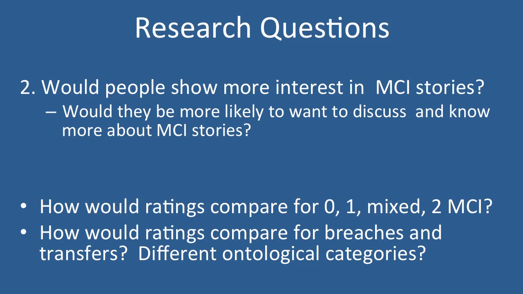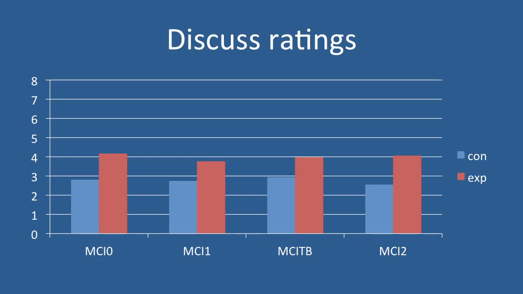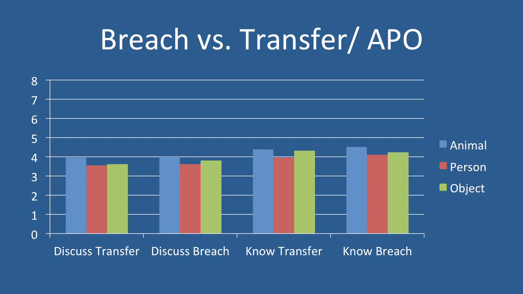Okay, so would they show more interest in the MCI stories? Would they be more likely to want to discuss and know more about them? What I found here was, again, an effect of exposure. So stories that they were exposed to are the ones that they wanted to talk more about. So exposing them to an extremely counterintuitive story made them want to talk about it more than before they were exposed. So exposure seems to be the key here. Exposure seems to increase truthfulness ratings, believability, wanting to discuss it, wanting to know more, but the level of MCI didn't matter. Same thing for wanting to know more. Effect of exposure, no effect of level. No effect of breach versus transfer, no effect of animal, person, object.